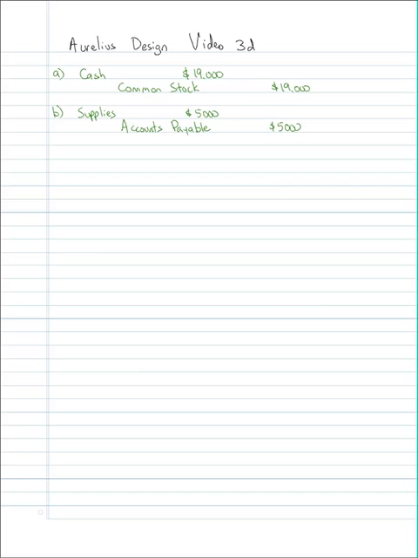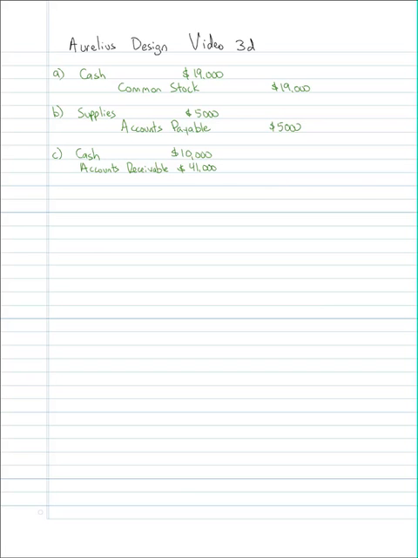C, we provide services for cash and on account. So in this case, we have provided a total of $51,000 worth of services. Some of them we've gotten paid for, and some of them we have not yet been paid. We'll record the increase in cash with a debit of $10,000. We'll record the increase in accounts receivable with a debit of $41,000.